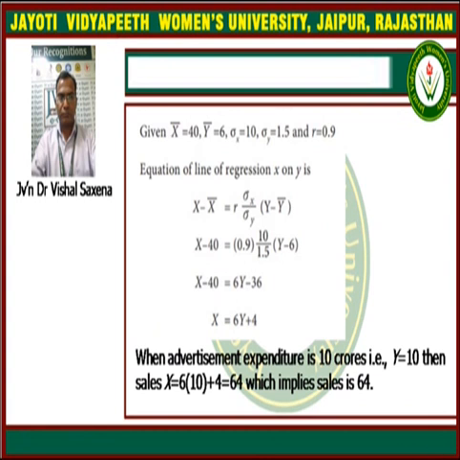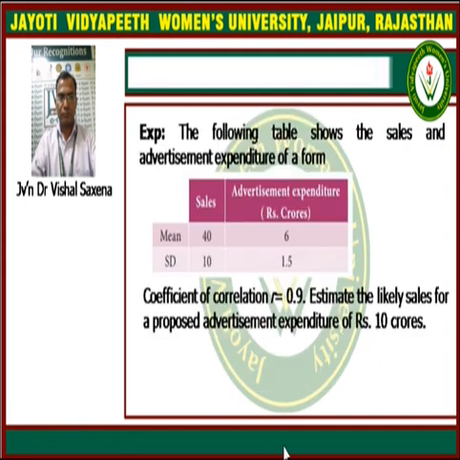Now we solve this problem. Let the two terms, the sales and the advertisement expenditure, be taken as the two variables x and y. We are given that x bar equal to 40, that is the mean, y bar equal to 6, sigma x, the standard deviation of series x, is 10, sigma y equal to 1.5 and r equal to 0.9. So the first variable x is taken as sales and the advertisement expenditure is taken as y.